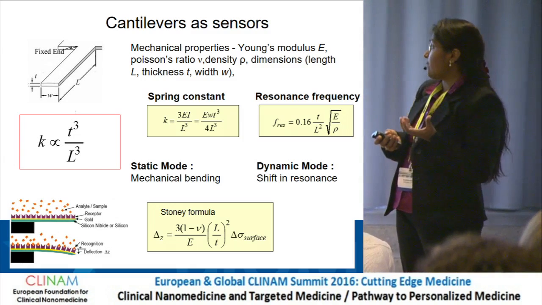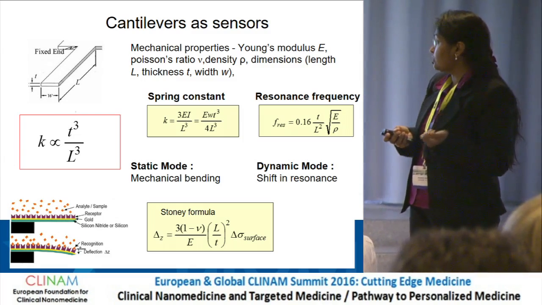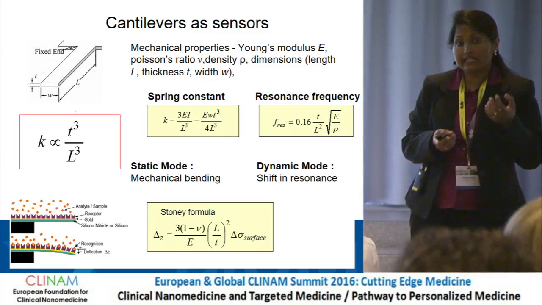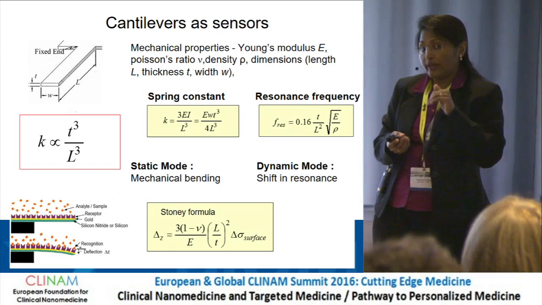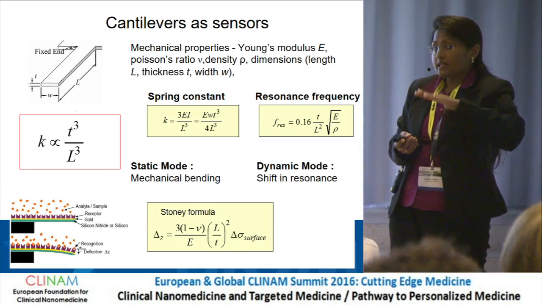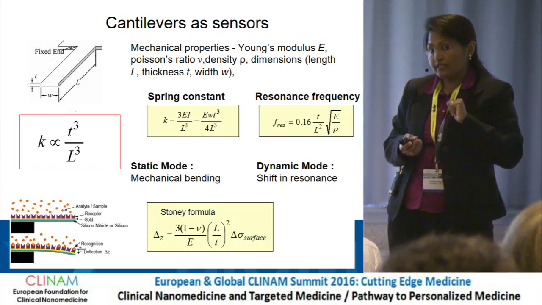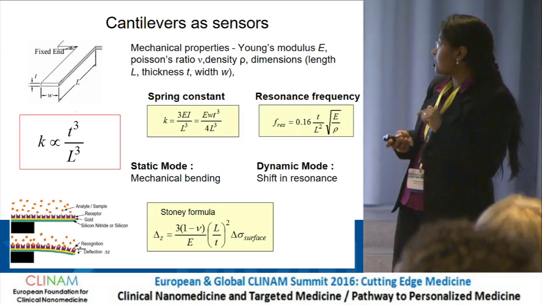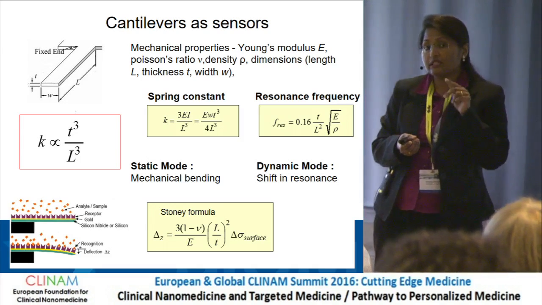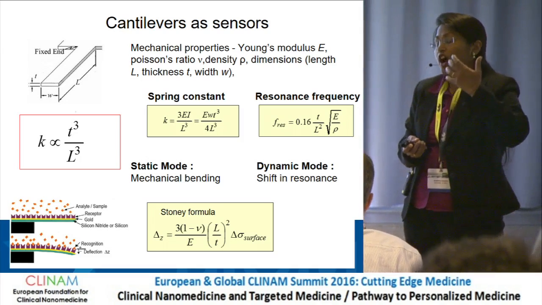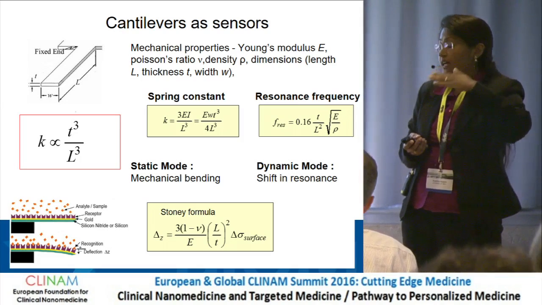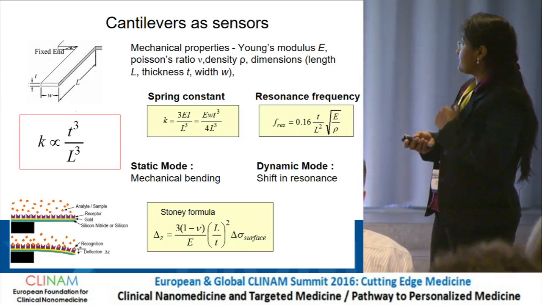Cantilevers in biosensing are operated in two modes, the static mode and the dynamic mode. In the static mode, the bending is governed by the spring constant, and that's where we measure a static bending. Whereas in the dynamic mode, the shift in the resonance frequency is measured, and this tells you how much mass is attached or adsorbed to the surface of the cantilever.